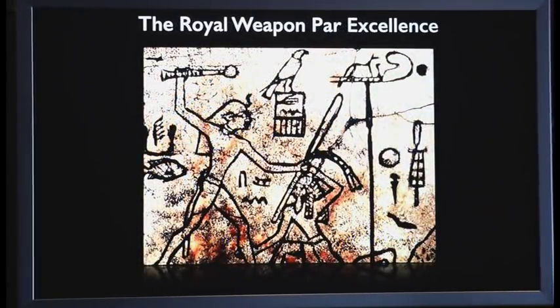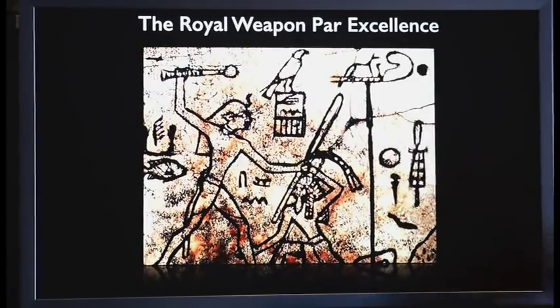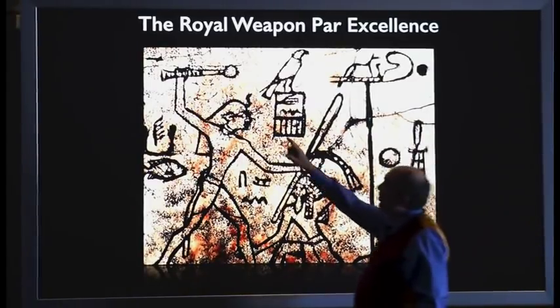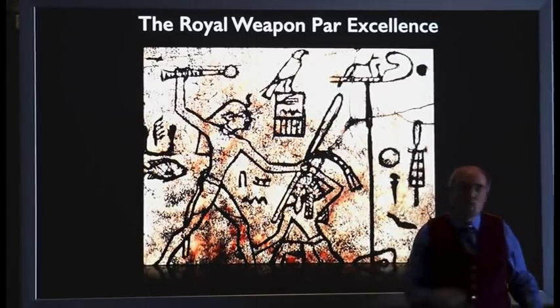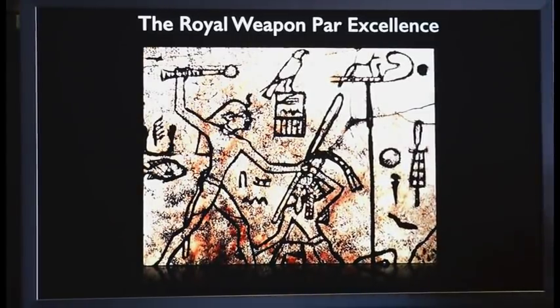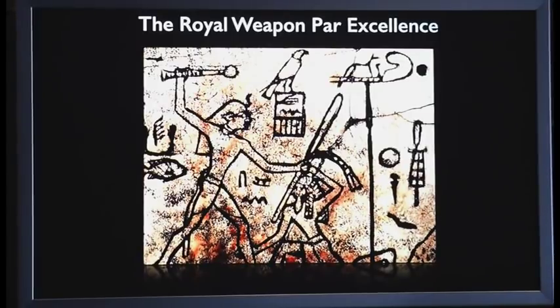And here you see a typical early dynastic. This is King Den, and you see that he's got a pear-shaped mace and he's smiting his enemies on the head. A motif you see throughout Egyptian history. Ritual slaughter with a mace.